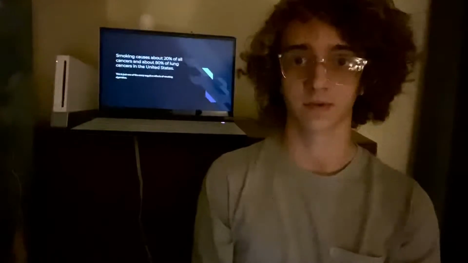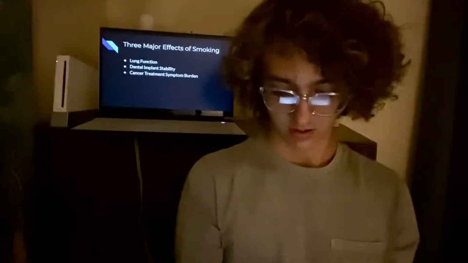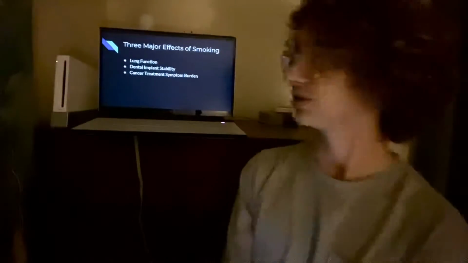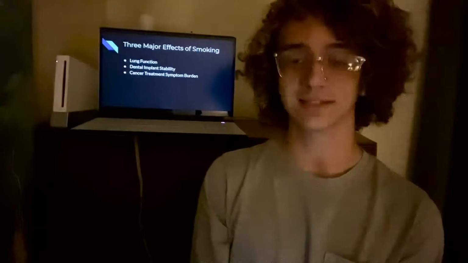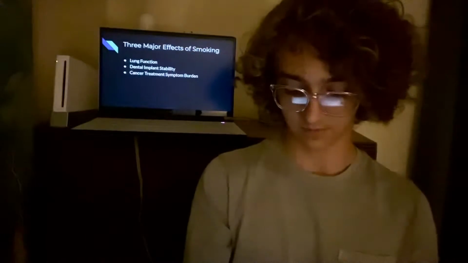be one of them. My family members in the past that have smoked have experienced many harmful effects, and most of them are similar to these main three. Three big effects that I want to discuss are effects on lung function and lung capacity, as well as effects on dental implant stability and effects on cancer treatment symptom burden.